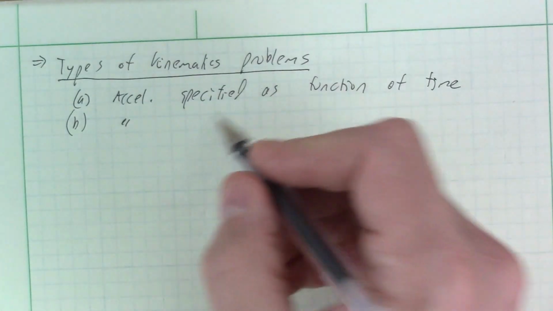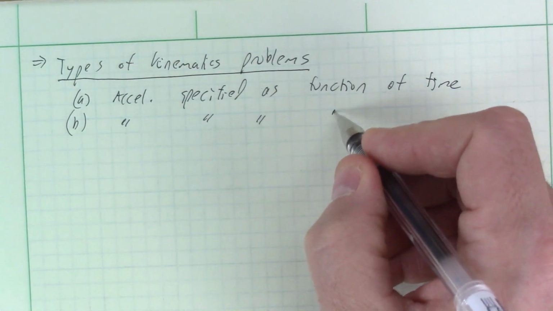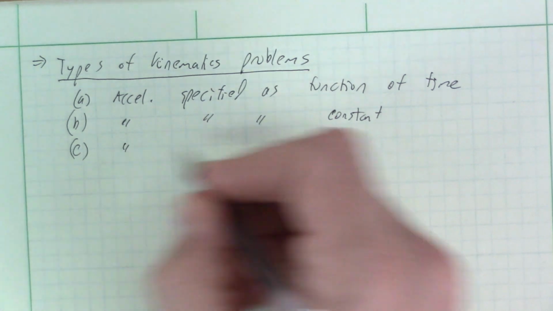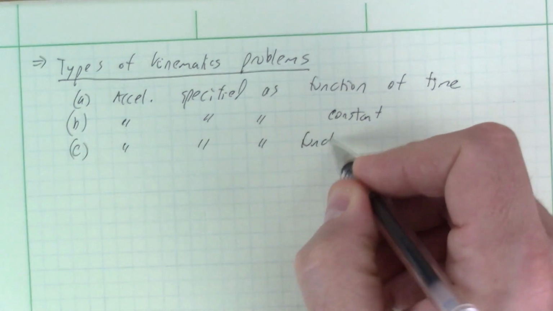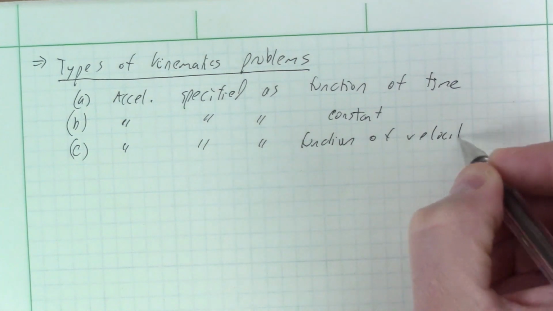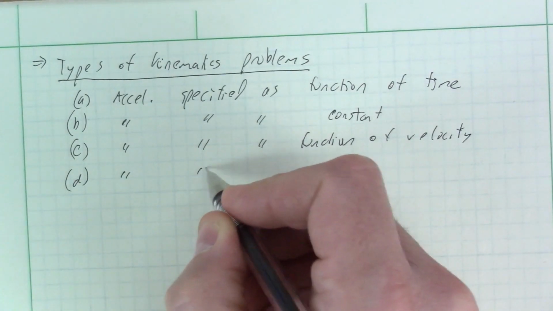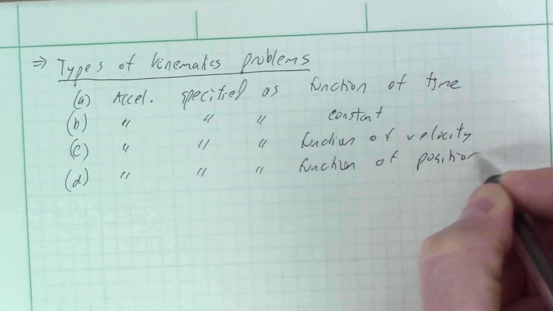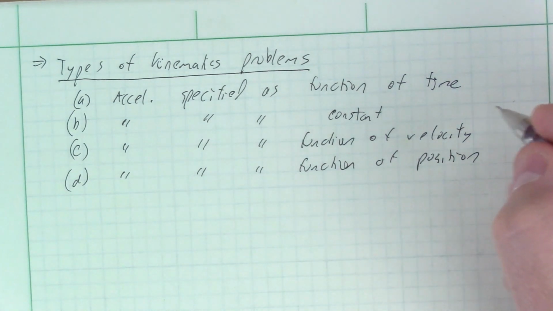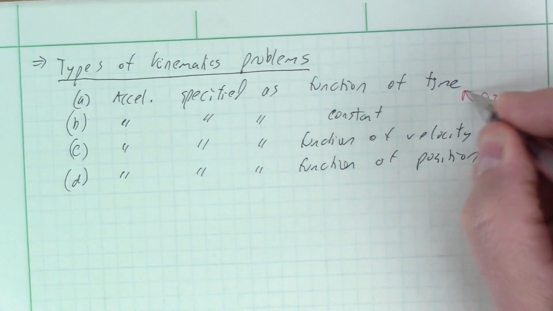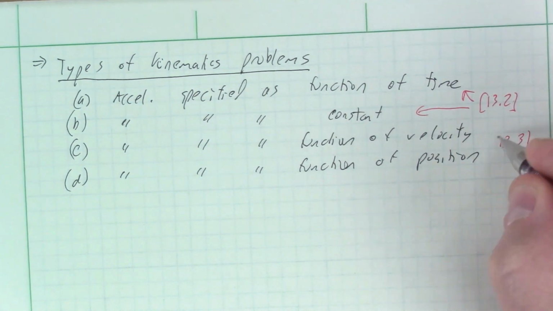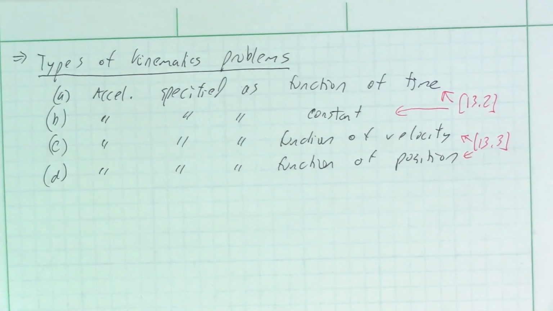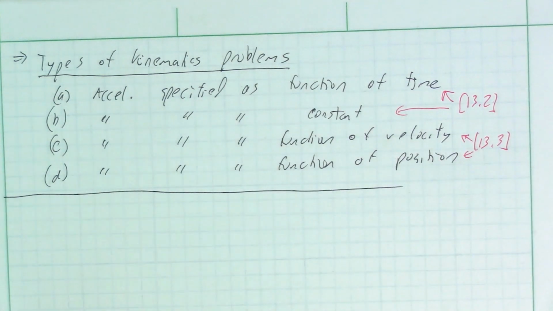In other situations, acceleration is going to be specified as a constant. That's like gravity. We could have situations where acceleration is a function of velocity and acceleration is a function of position. Okay, and these first two are covered in sections 13.2 and these last two are found in section 13.3.